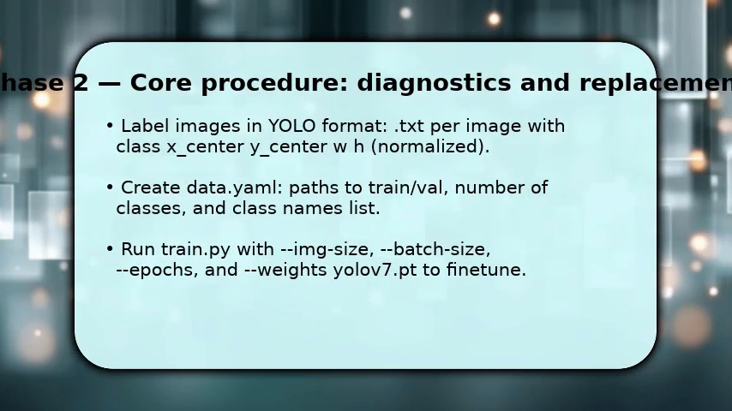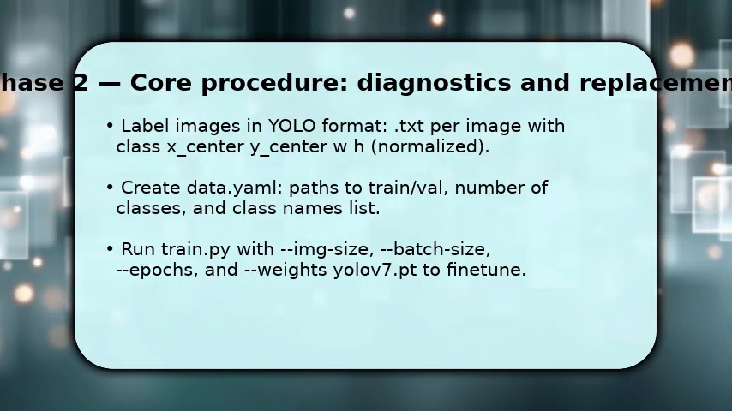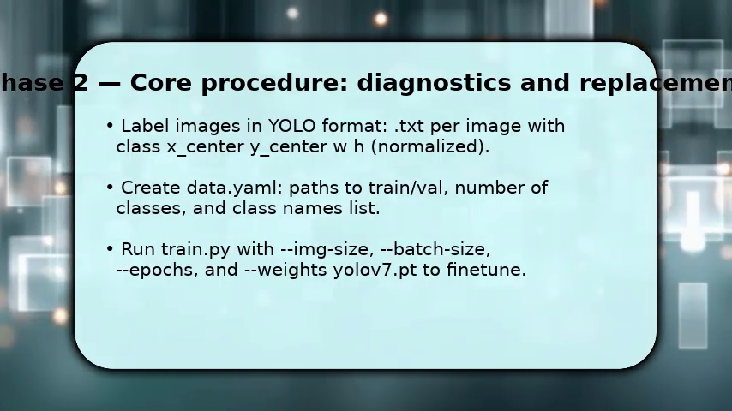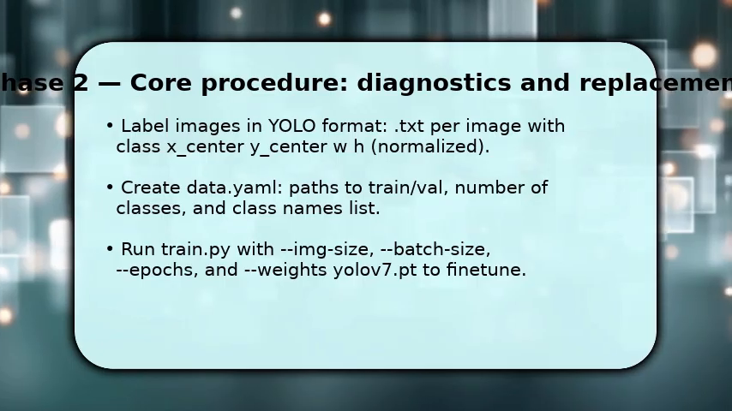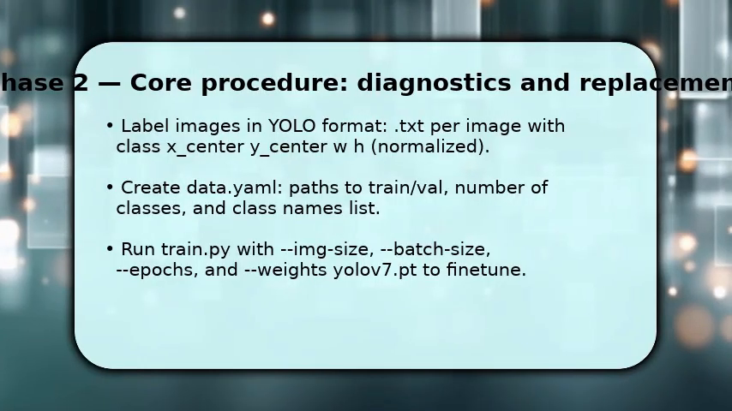You now prepare the dataset and training loop. Convert annotations to YOLO format, one .txt per image with normalized coordinates, because YOLOv7 expects this layout. Then craft a data.yaml that points to train and val folders, declares nc for classes, and lists names. Once that file is ready, run train.